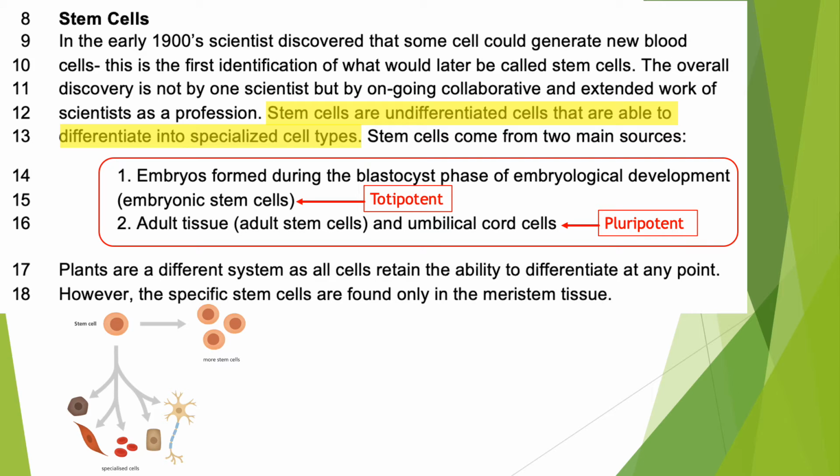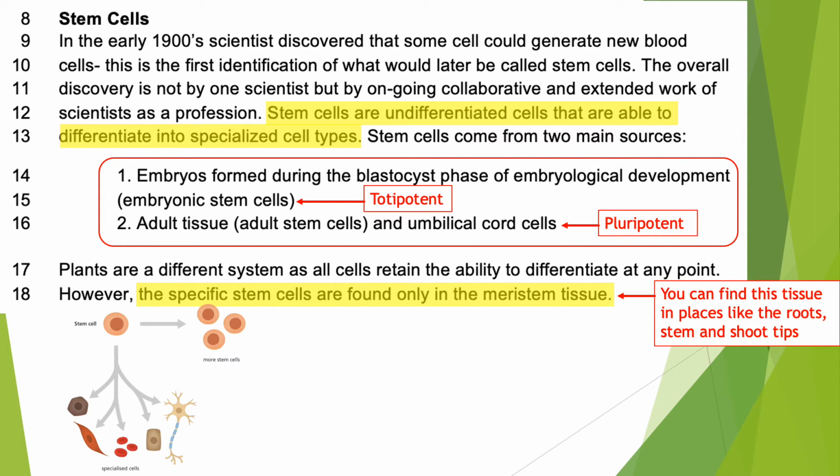Plants are a little bit different because they don't function the same way as we do. Plants are a different system as all cells retain the ability to differentiate at any point. However, specific stem cells are found only in the meristem tissue. So I want you to highlight that last bit, and we're not going to go in depth on this, but I do want you to add this annotation on the side that the meristem tissue is generally found in places like the roots, the stem, and the very, very tips of plants, okay?